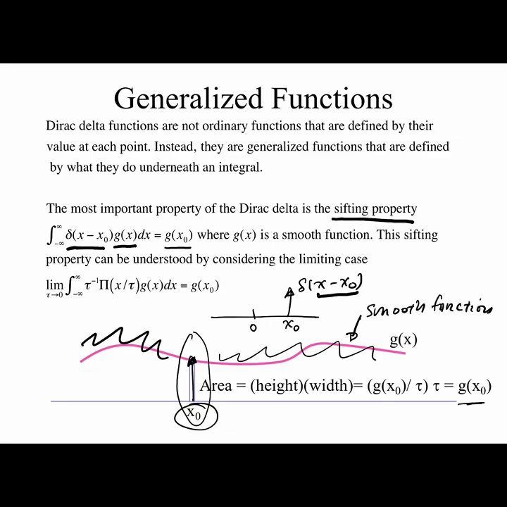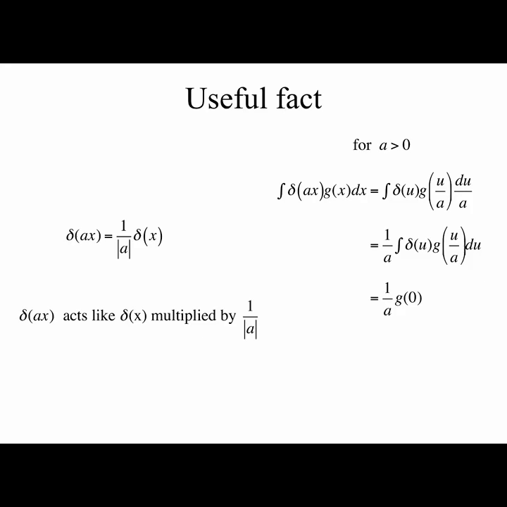One useful fact, which we'll come back to later: delta of A x acts as 1 over A times delta of x. We'll revisit this 2 weeks from now, but I'll present it now since we're talking about delta functions.